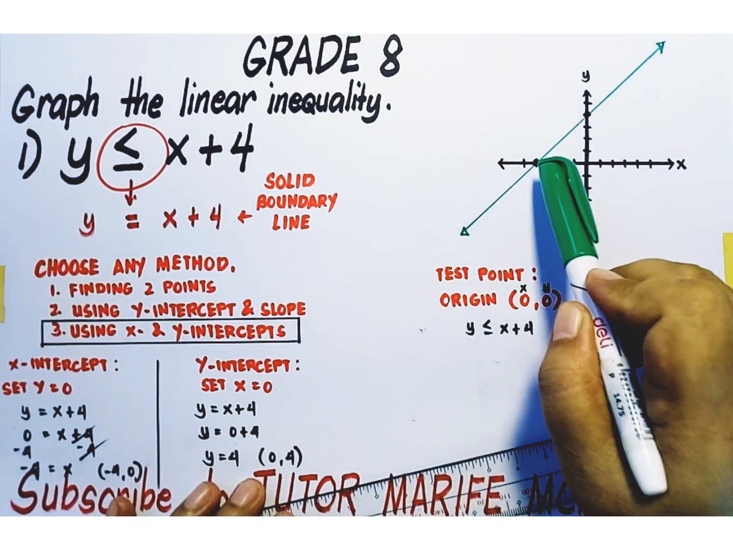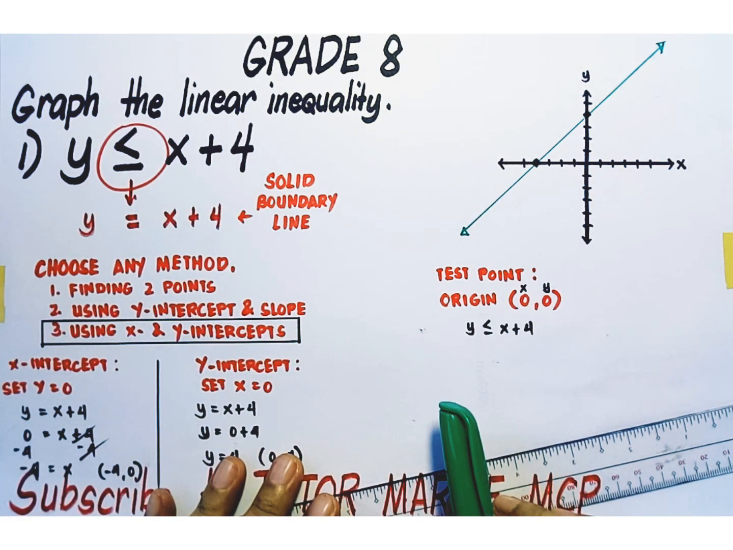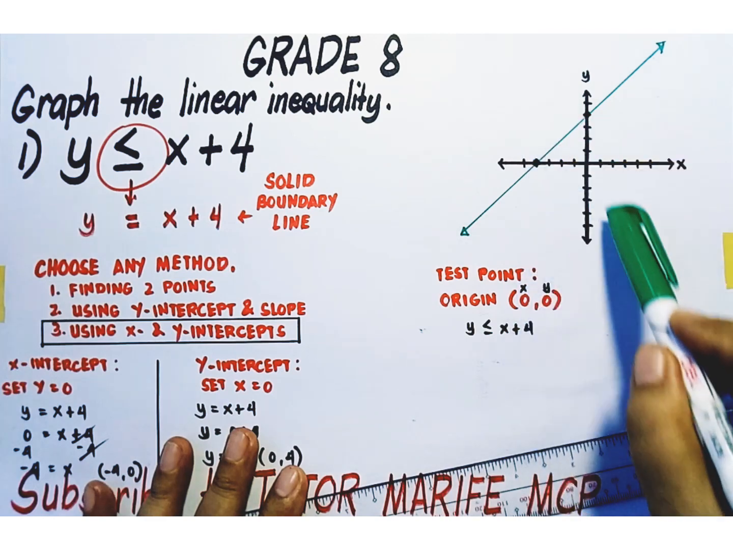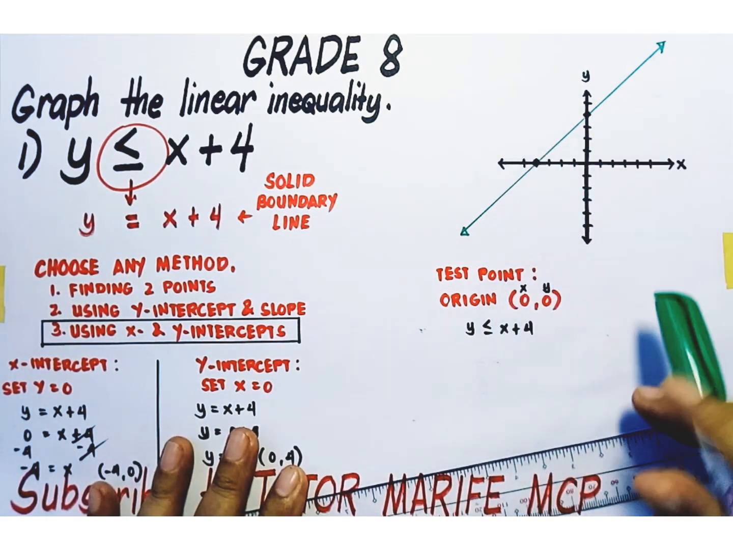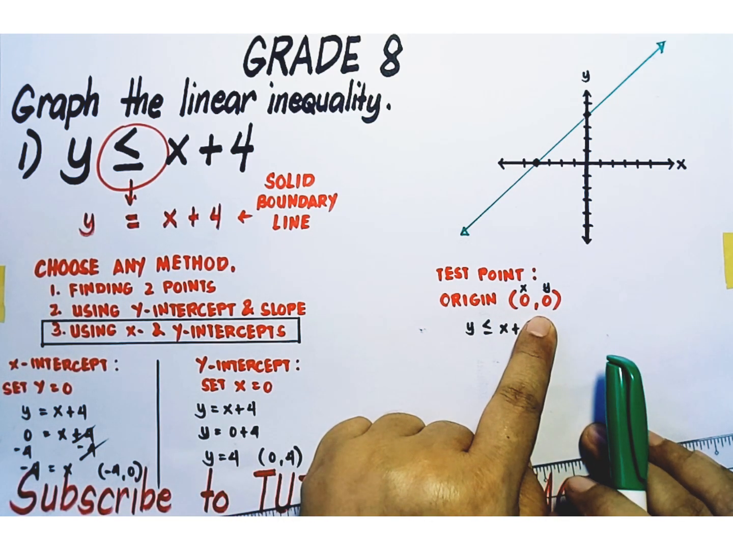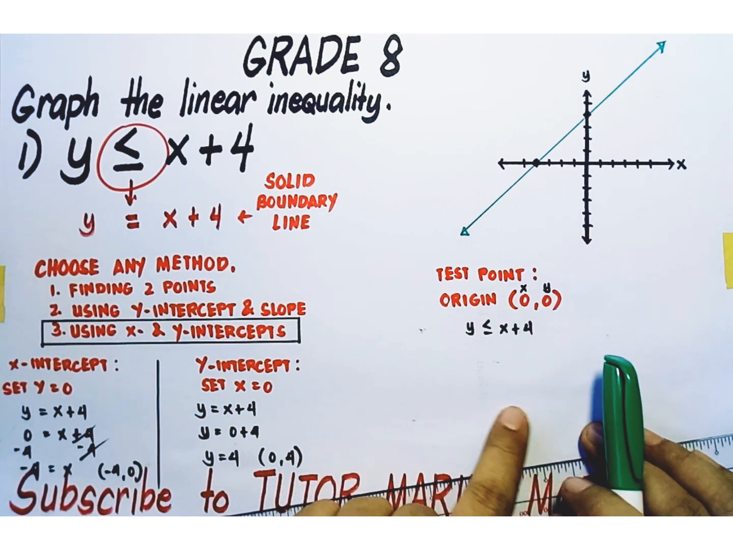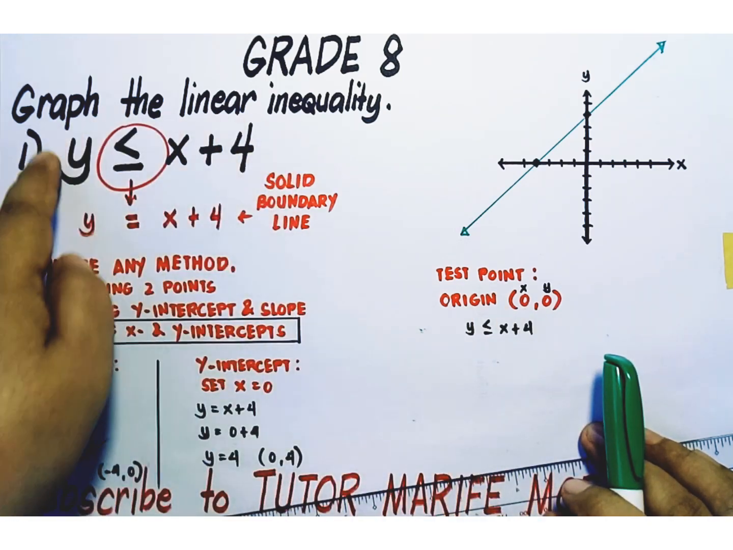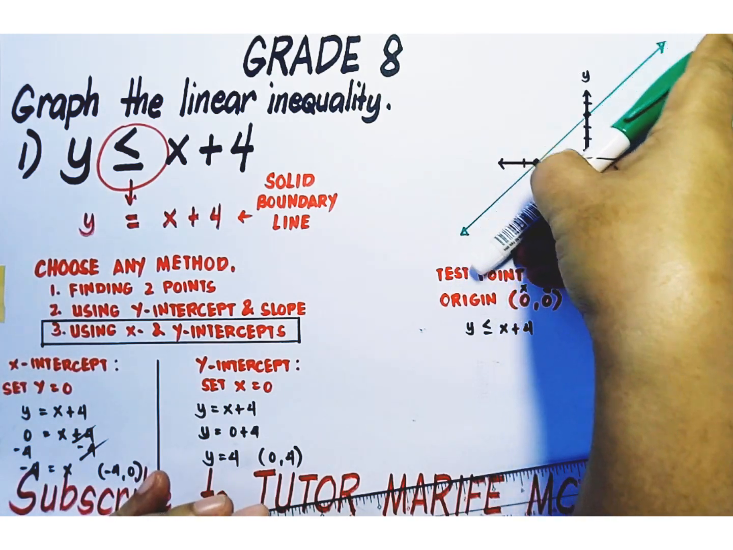This is the solid boundary line of the first given inequality. Step 3, let's determine which of the two regions to shade. To determine which of the two regions to shade, we are going to pick the origin as our test point. Remember that the x and y coordinates of the origin are both 0. If these coordinates satisfy the given inequality, then we are going to shade the region that contains the origin.